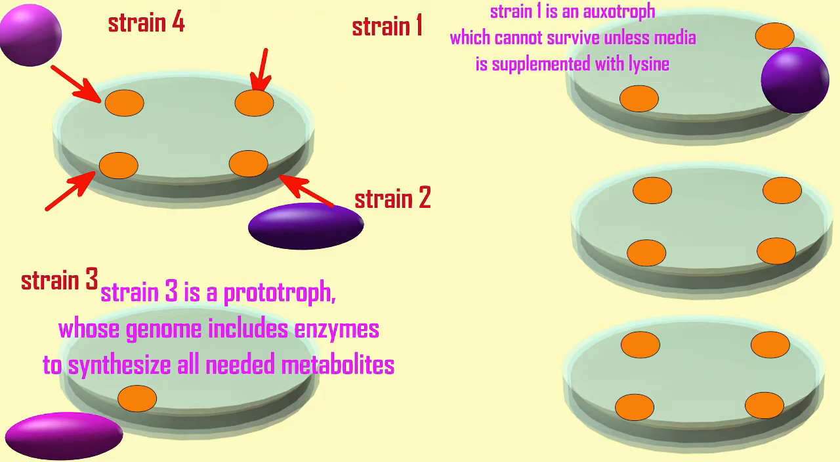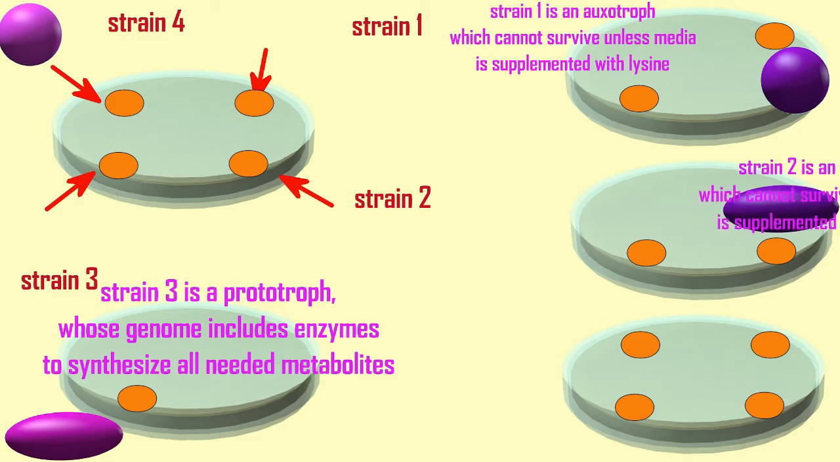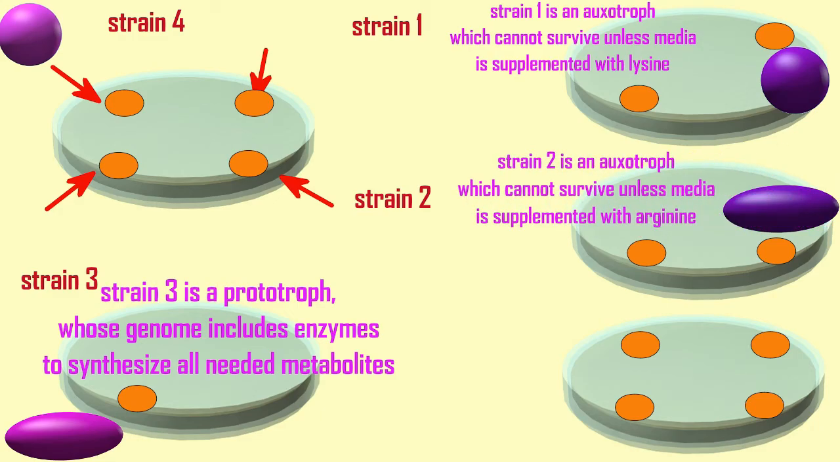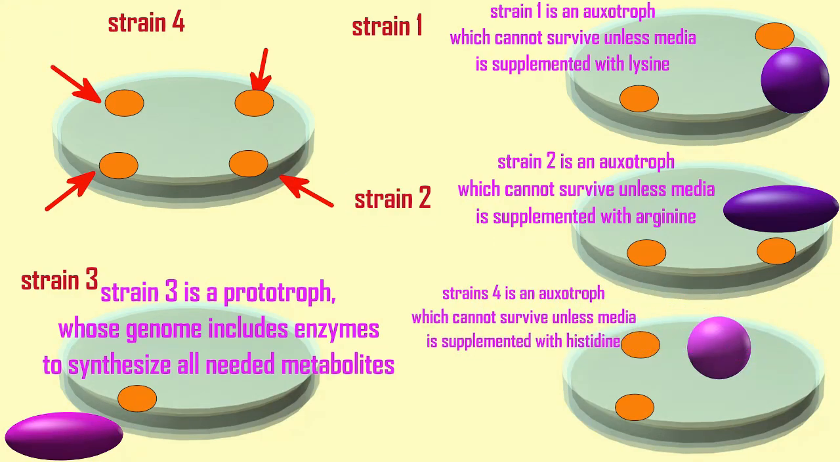Strain 2 would be an auxotroph, which would be unable to survive without arginine. It can survive on minimal media with arginine, but not on minimal media without arginine. So it would be Arg minus, an auxotrophic strain. Meanwhile, the 4th bacterial strain would be His minus. Apparently it can't grow with minimal media, but it can grow with minimal media and histidine. So histidine must be the metabolite that it is unable to produce. So it is an auxotroph, His minus.